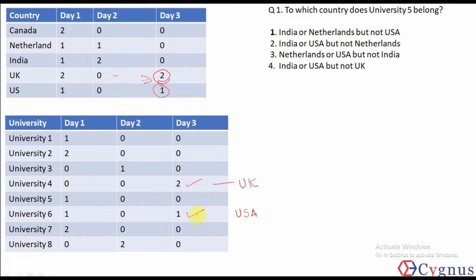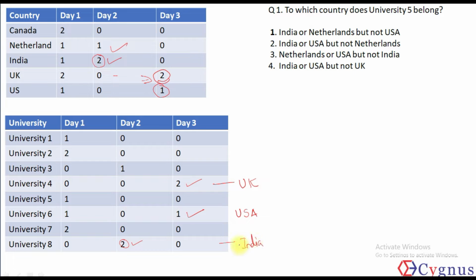Similarly, if we look at the column of day 2, there was 1 visitor from University 3 and 2 visitors from University 8. And if you look at this column, there were 2 visitors from India on day 2 and 1 visitor was from Netherlands. So can we say University 8? Look at this one. 2 visitors. This is also 2. So can we say University 8 is located in India?